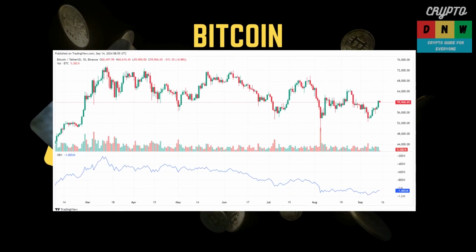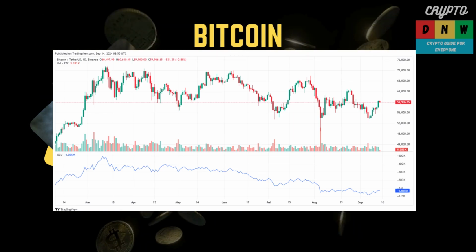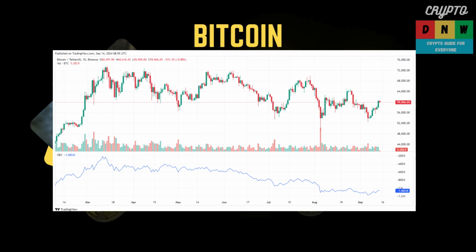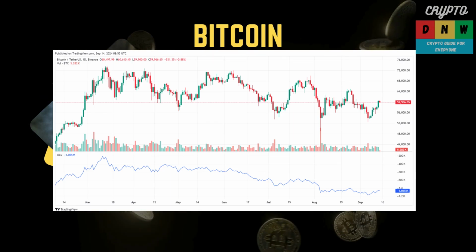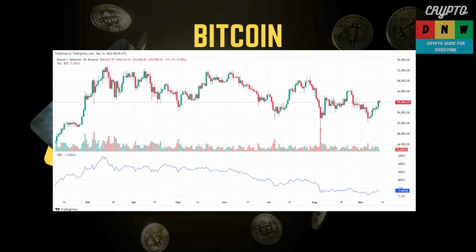If the OBV stalls, it may indicate that the price rise is not supported by enough buying activity. Monitor OBV closely for confirmation. If price rises without OBV increasing, be cautious, as this divergence could signal an upcoming reversal.